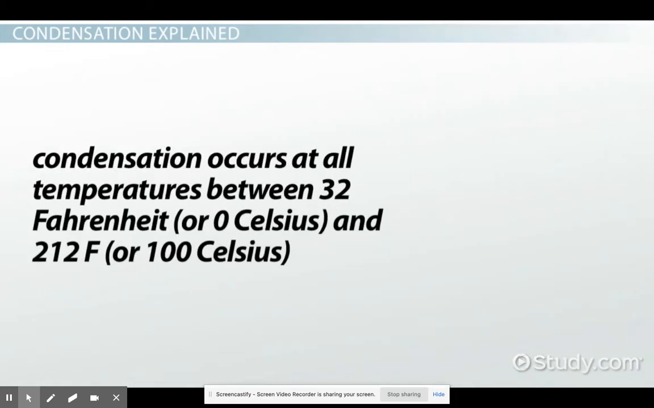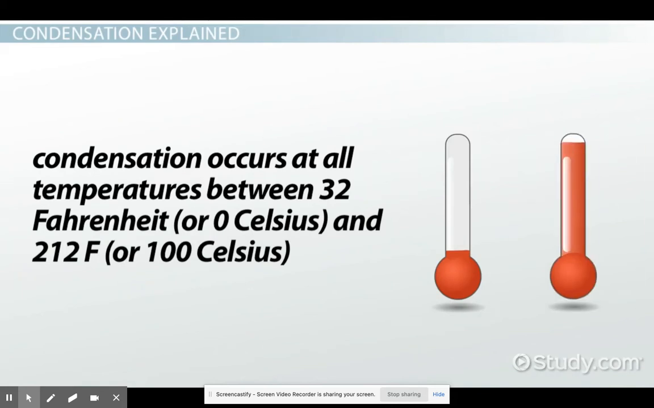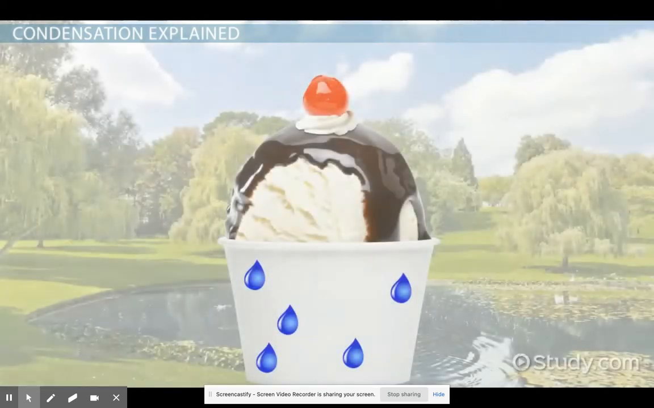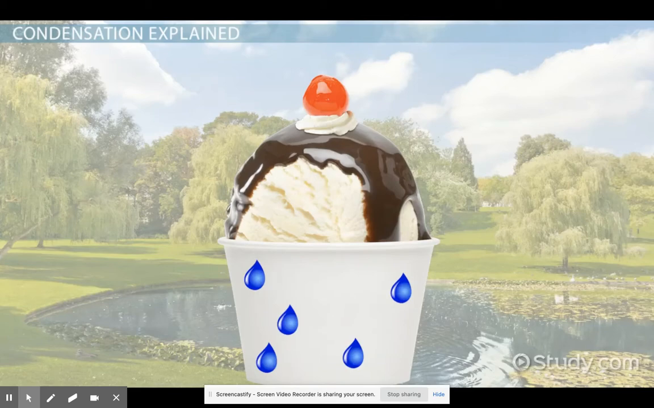While condensation occurs at all temperatures between 32 Fahrenheit or 0 Celsius and 212 Fahrenheit or 100 Celsius, it is most noticeable when there is a large temperature difference between an object and the atmosphere. For example, you may see beads of water on the outside of a bucket of ice cream on a hot day. In this case, you can see condensation in action.